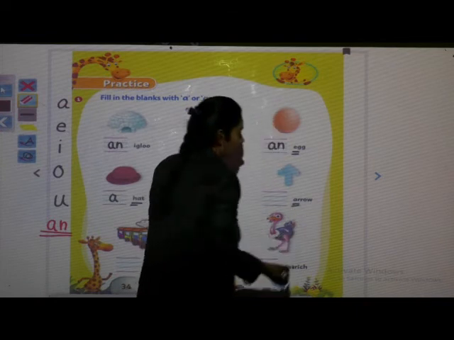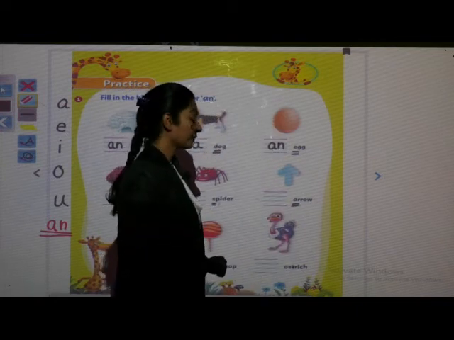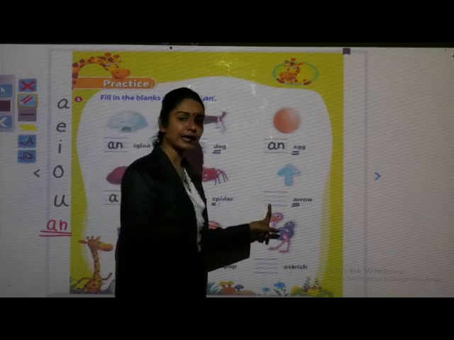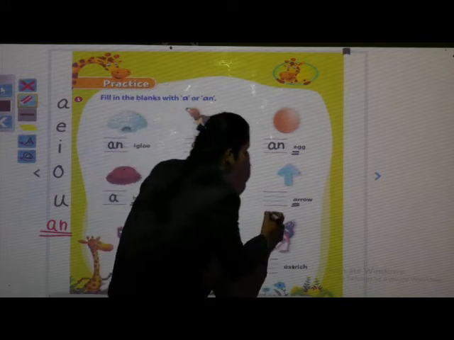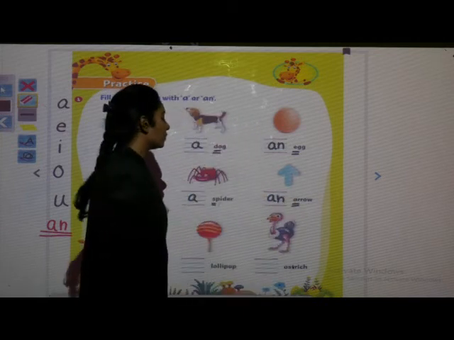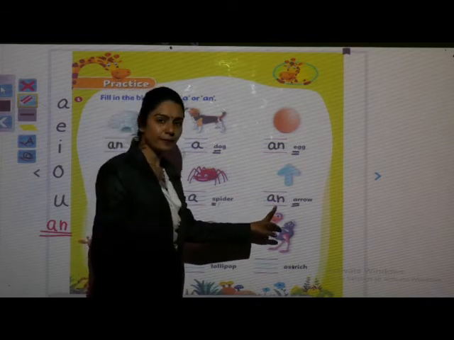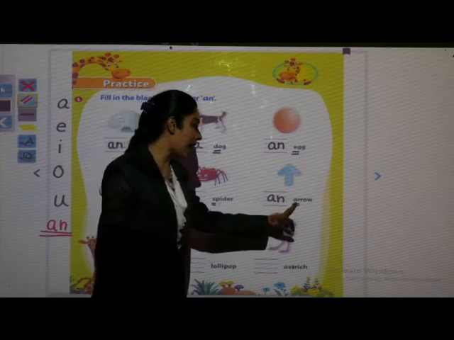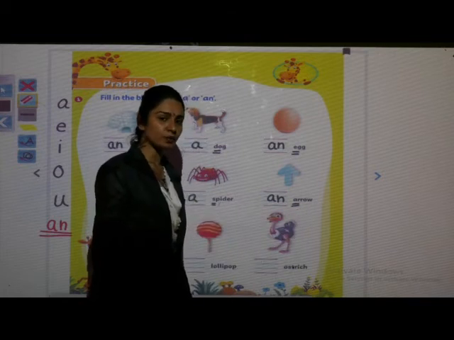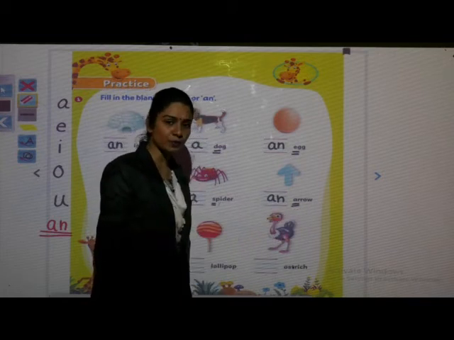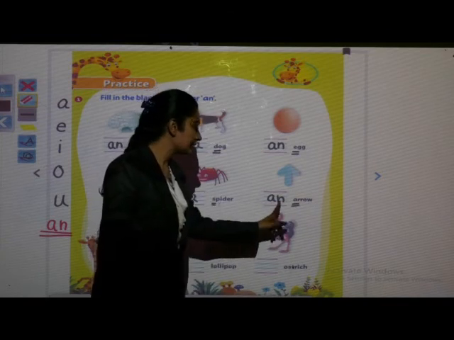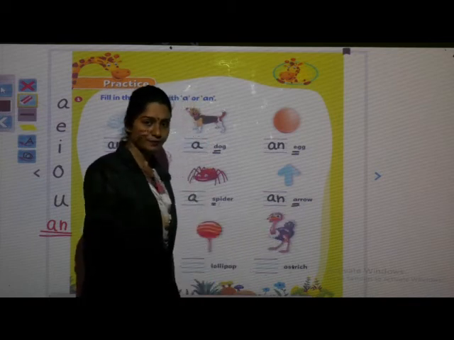Next picture. Children, which sound is this? A sound. A is a vowel sound. So what will come here? A or an? An. An arrow. A-N, an. A-double-R-O-W. Arrow. An arrow. This is an arrow. Okay?